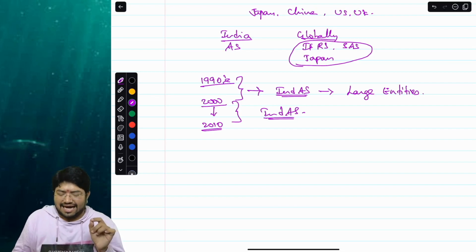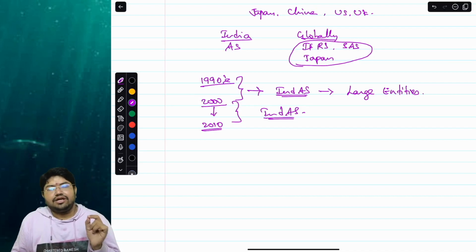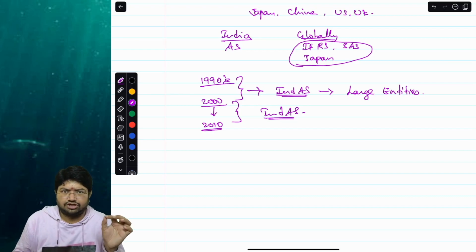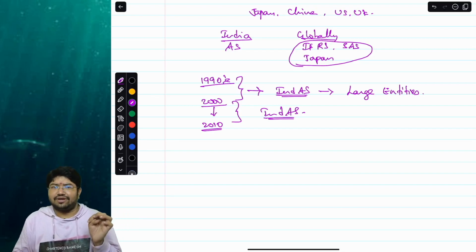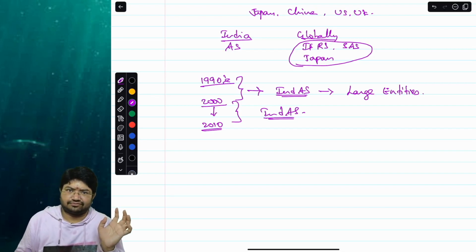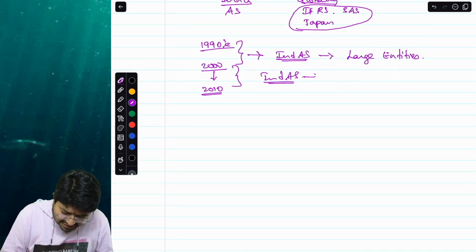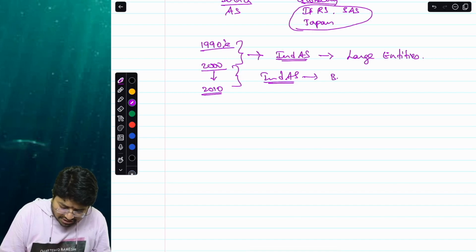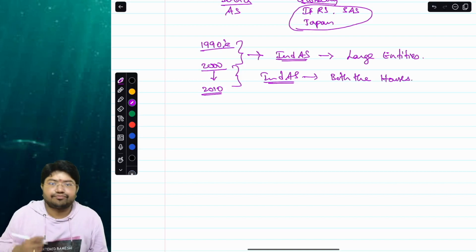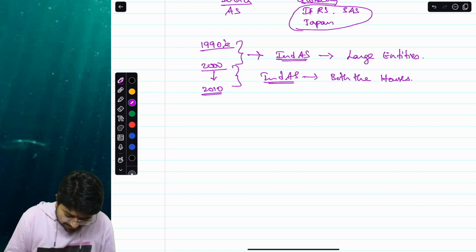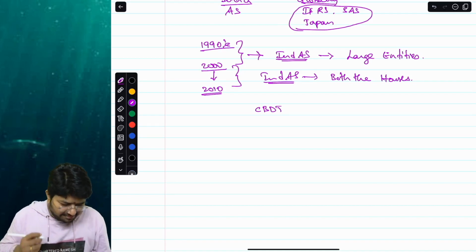But once the standards are ready for implementation, they should pass through both the houses of parliament. Only then will the standards come into act. For that to happen, these Ind AS were proposed in both the houses. That is when CBDT came into the picture.